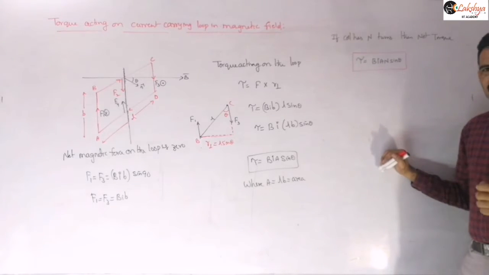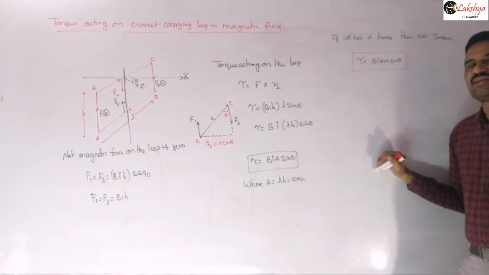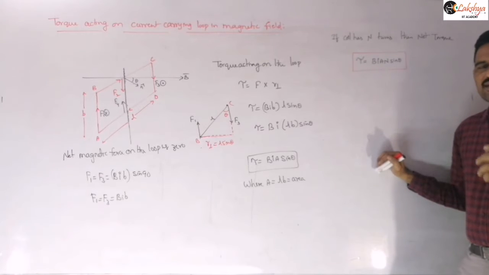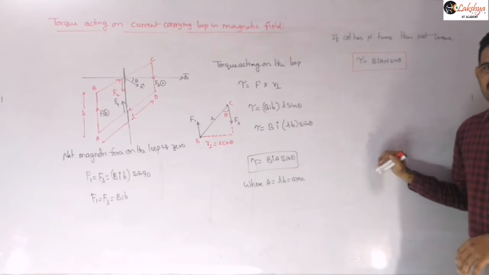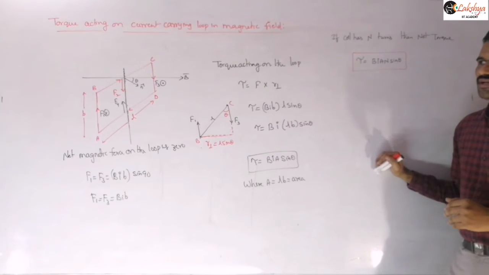B is the magnetic field, I is the current flowing through the coil, A is the area of cross section of the coil, and N is the number of turns. And here the important thing is theta. Theta is the angle between the magnetic field and the normal to the plane of the coil.